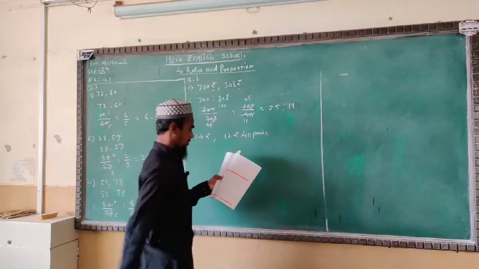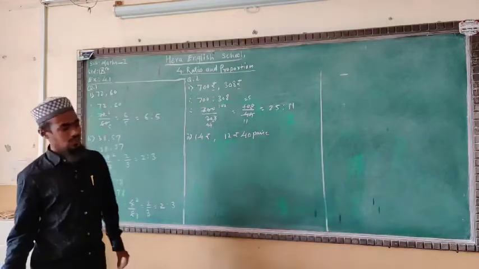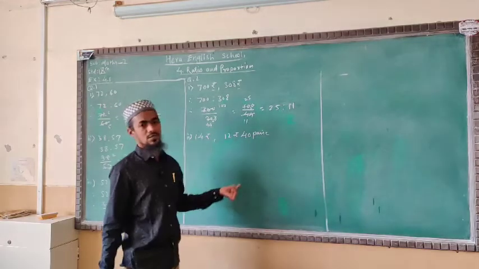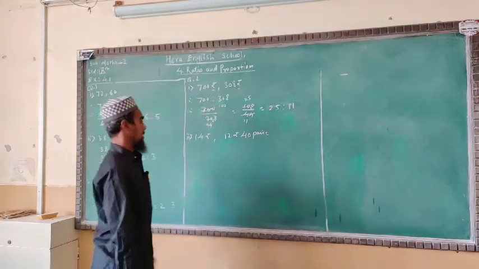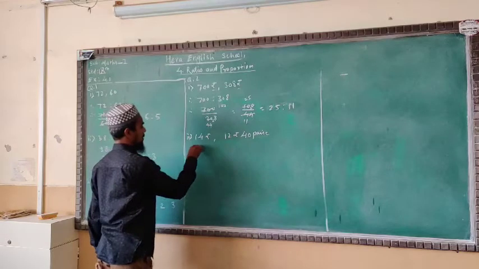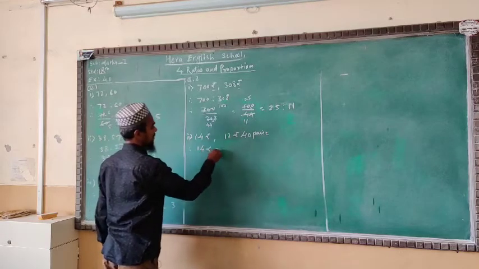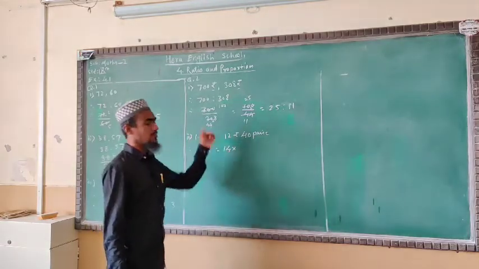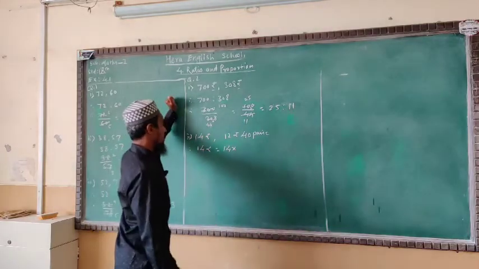40 paise. Okay, here what we have to do: your lower unit is given in paise, so the rupees must be converted into paise. First we have 14 rupees, which we will convert into paise.